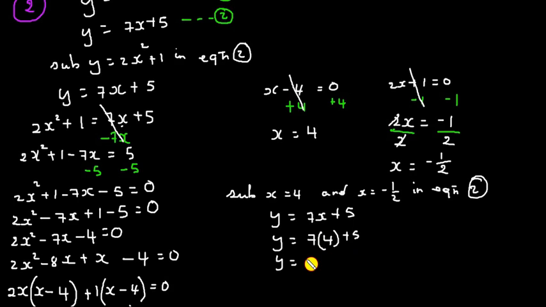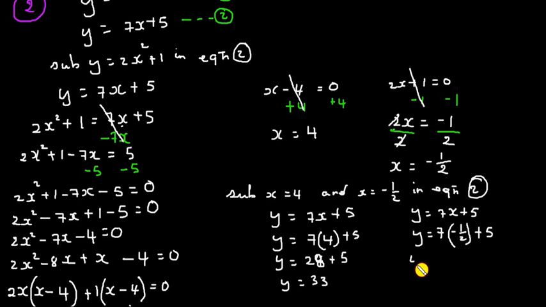So y is equal to 28 plus 5, and 28 plus 5 will give us 33. But we're not finished because we have to substitute here now. Again, y is equal to 7x plus 5. y is equal to 7, and in the bracket we are writing negative half, plus 5. So y is equal to, this here would give us minus 7 over 2 plus 5.